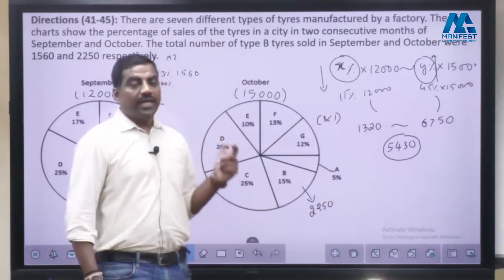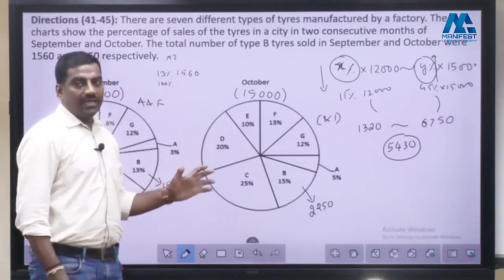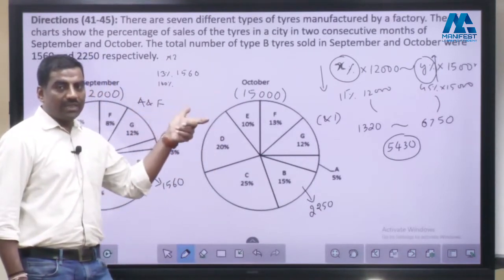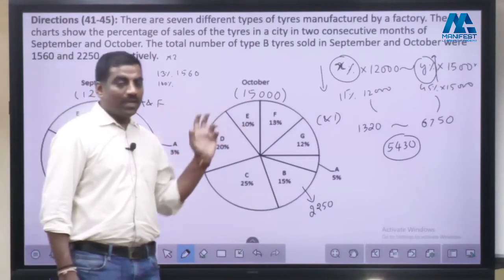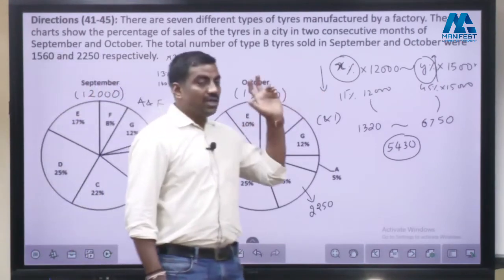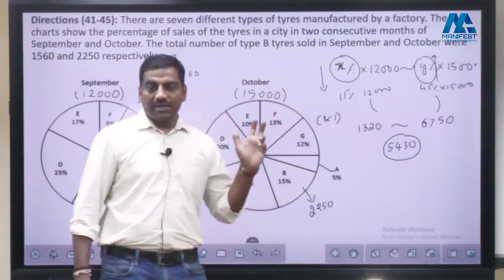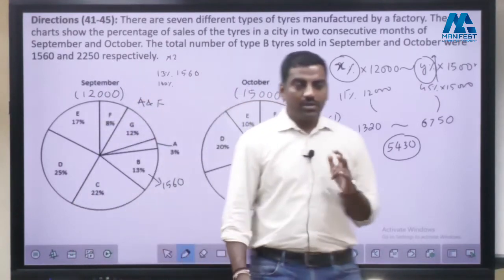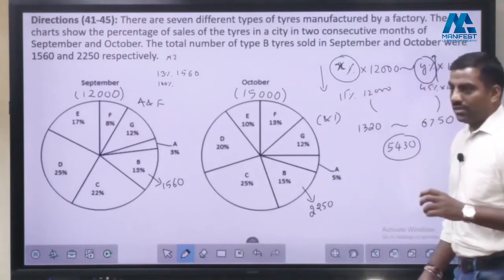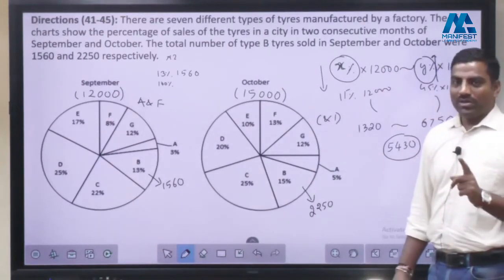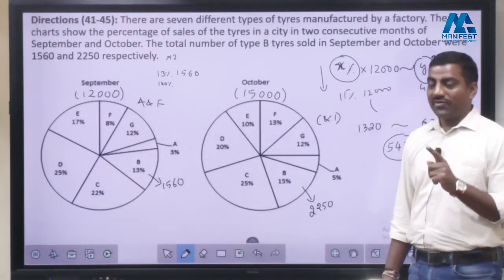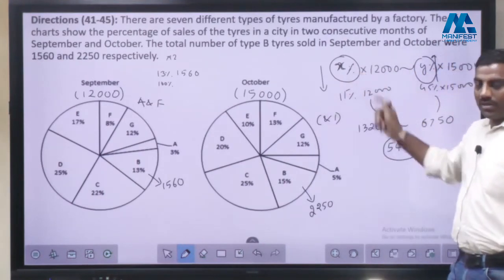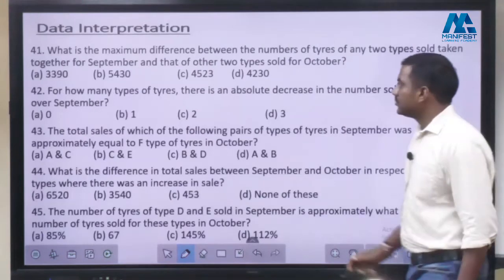Done. Here A and F, here C and D. Here 11%, there 45%. 11% of the 12,000 is 1320. 45% of this 15,000 is 6,750, and the difference is 5,430. Done. This is the toughest problem. I can easily say this is the toughest problem unless you know this logic. Okay, next question.